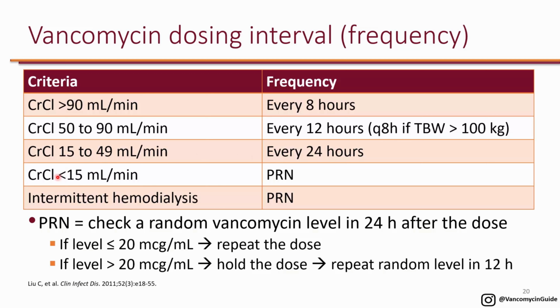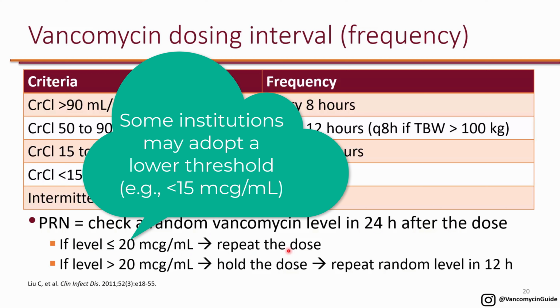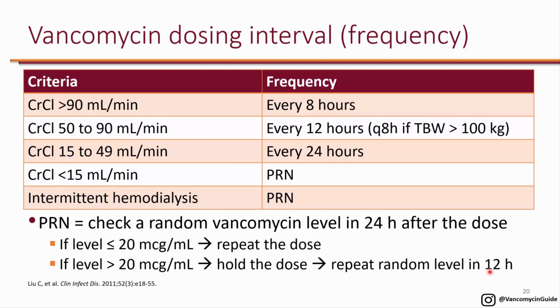And then with end-stage renal disease, you actually want to do PRN, or I should say as-needed dosing. What that means is that you give a single dose and you don't give it a frequency. You just say it's as needed, and you check a random vancomycin level 24 hours after the dose, and if the level is less than 20, then you give one more dose, and then you keep doing this every day. Whereas if the next day, because the kidneys are not clearing it, the level is more than 20, you hold the dose and you repeat the random level in 12 hours.